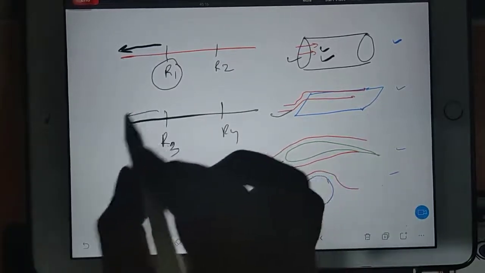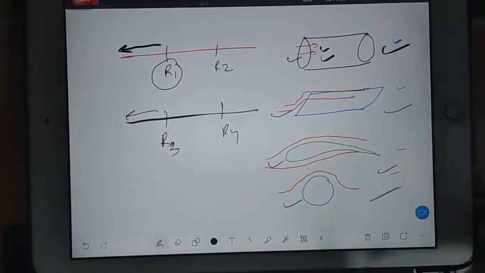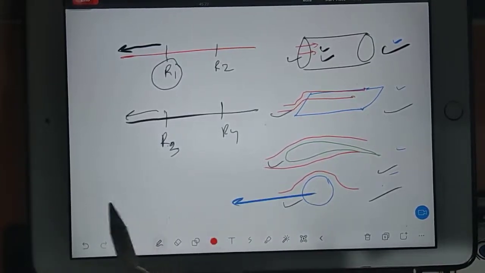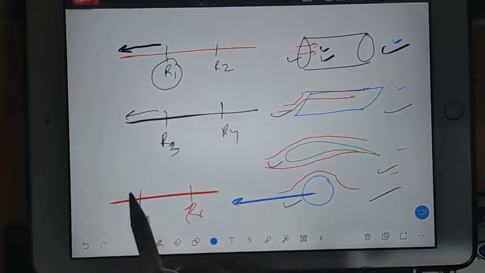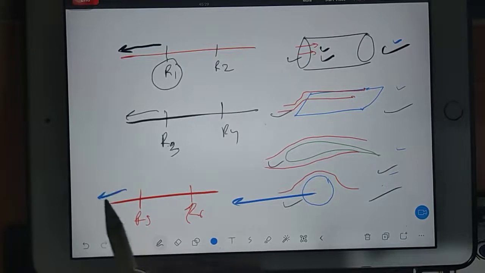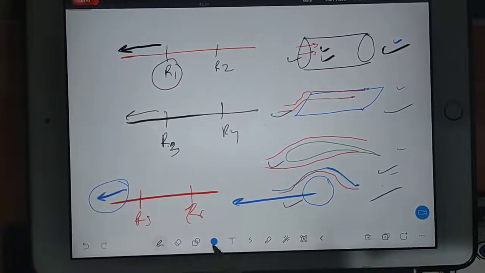Different shapes have different values of Reynolds number to check whether the flow is laminar or turbulent. Suppose you are talking about a sphere, then again for this you will have separate values like R5, R6. So if your Reynolds number after calculation is less than R5, then your flow will be laminar. Otherwise, the flow will be turbulent. I mean, if you are more than R6, then turbulent.